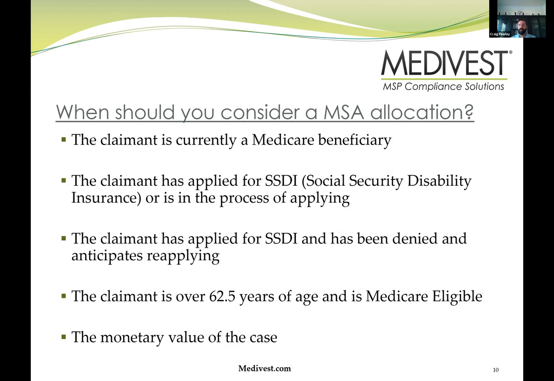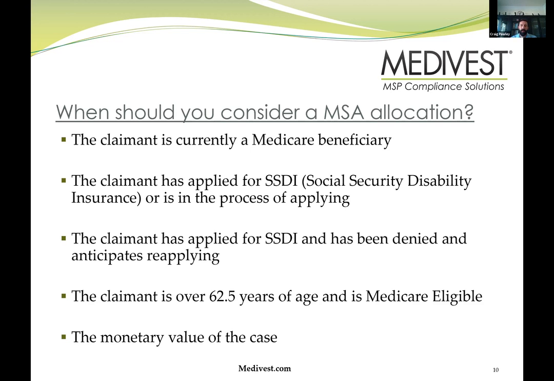So when should you consider an allocation, or when does Medicare have an interest in your case? So I have a flow card that I'm happy to pass out. If anybody wants a digital copy of it, I can do that. And basically it walks you through the questions to ask about your case to see if Medicare has an interest. So when I say, when should you consider an MSA allocation? That question really is, when does Medicare have an interest in my case, and what should I do?